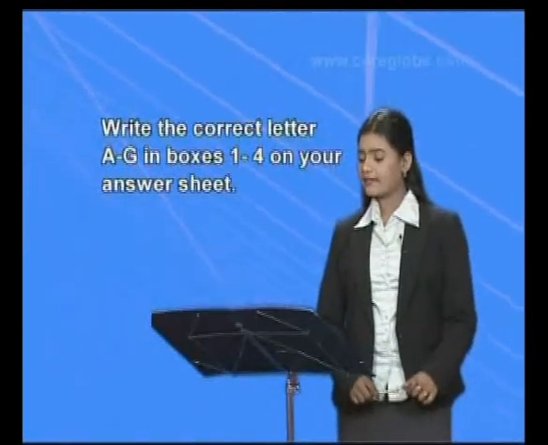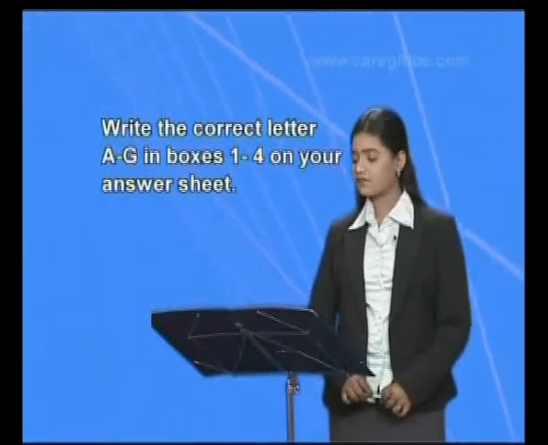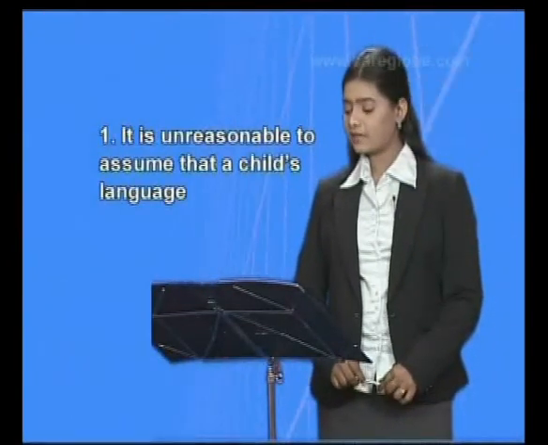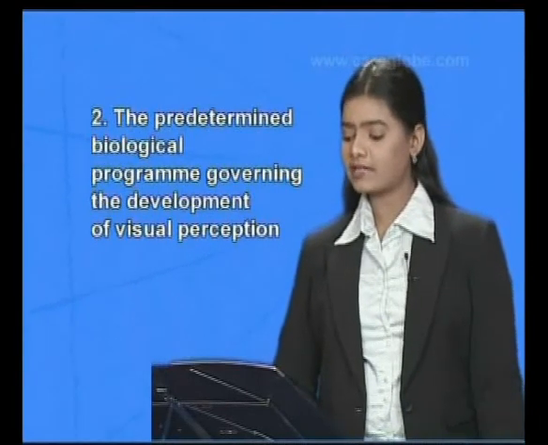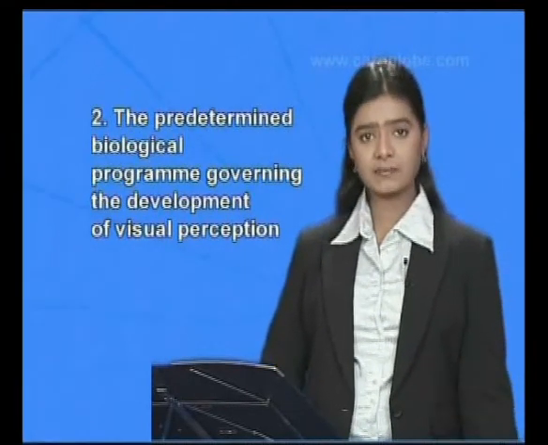Write the correct letter A to G in boxes 1 to 4 on your answer sheet. 1. It is unreasonable to assume that a child's language... you can easily understand that the sentence is incomplete. Now you need to find out the possible answer from options A to G. 2. The predetermined biological program governing the development of visual perception dash. There also the sentence is incomplete. You need to find out the remaining part.